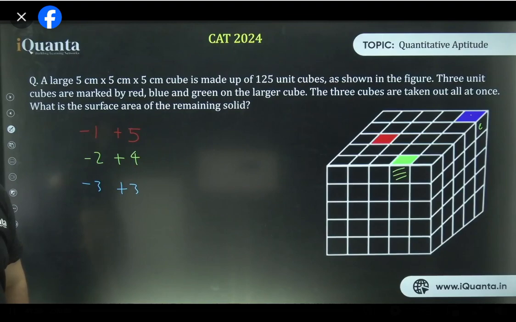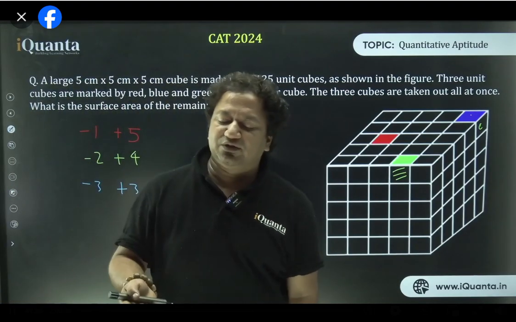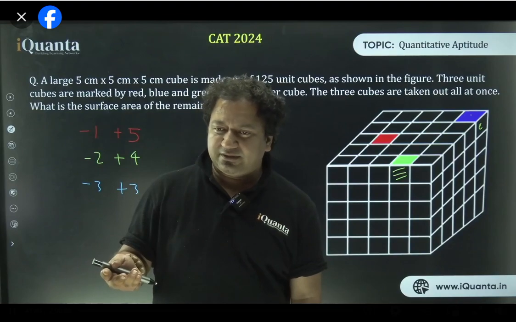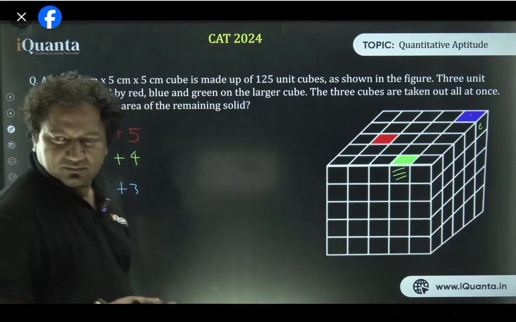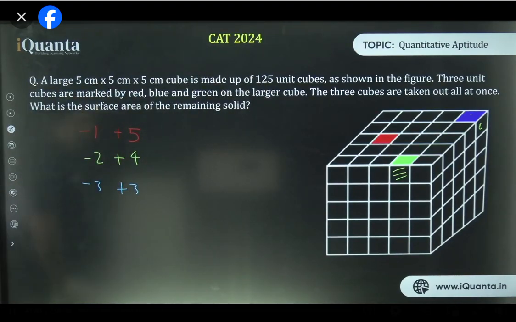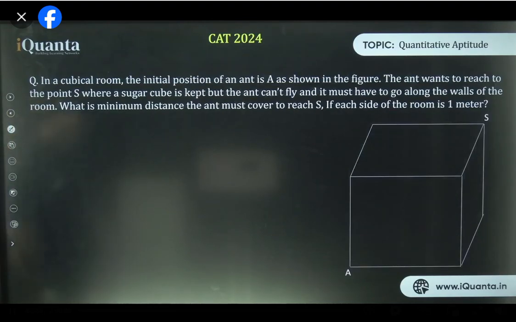Now who is asking? Gunjan. If it was 2 centimeters, then 2 into 2 is 4, 24 would be minus, 24 would be plus. Is that clear? Gunjan, your question was what if it was 2? If it was 2, then one surface would have been 4 square centimeters. So 6 of them would be 24. Okay, let's go to the next one.